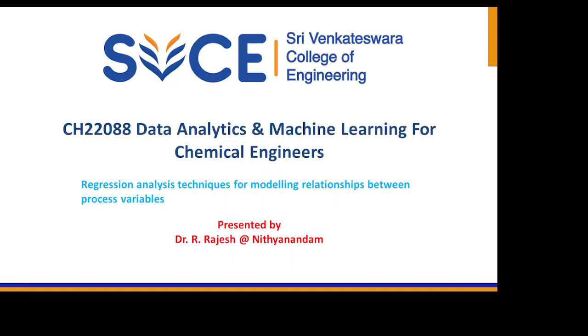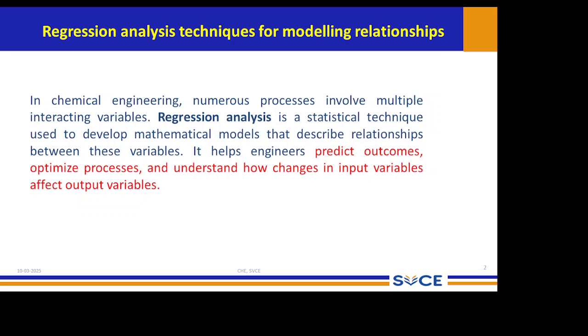Very good evening, students. Today we are going to see regression analysis techniques for modeling relationships between process variables. In chemical engineering, numerous processes involve multiple interacting variables. Regression analysis is a statistical technique used to develop mathematical models that describe the relationship between the variables.